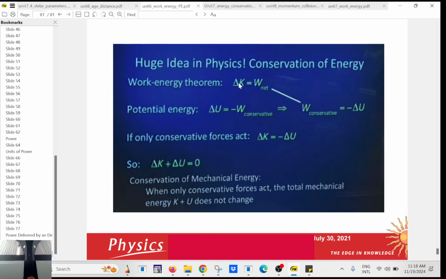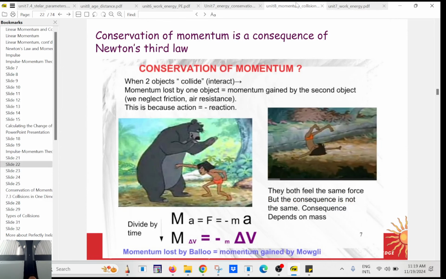And that's just showing you that work-kinetic energy theorem. If you massage it a little bit, you get conservation of energy. So total mechanical energy before equals total mechanical energy after, if you don't put something in or remove something. Okay, so let's start a new unit.